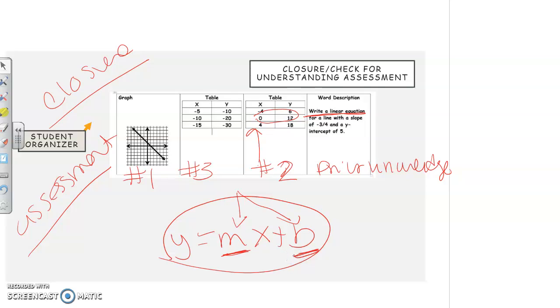Students will answer that independently by themselves, and if we have time, we go over it and peer assess. How did we do? What is our level of learning? 4, 3, 2, and 1. 4, I'm an all-star, I can teach. 1, I need help, okay?